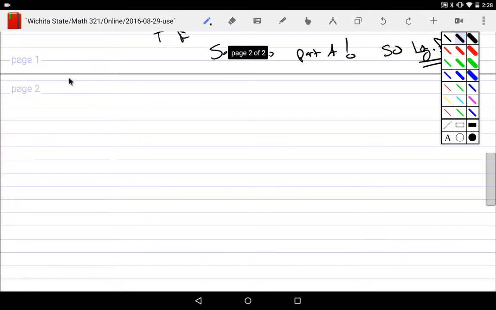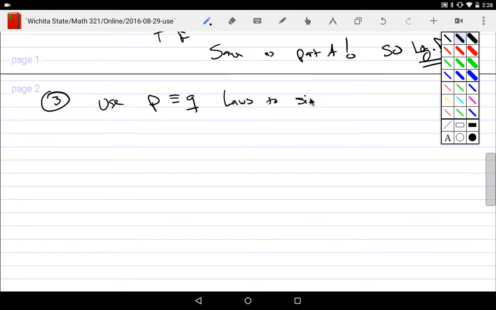Okay, and the third one, which will also be your third attendance problem, is we can simply use, say, P implies Q laws to simplify.